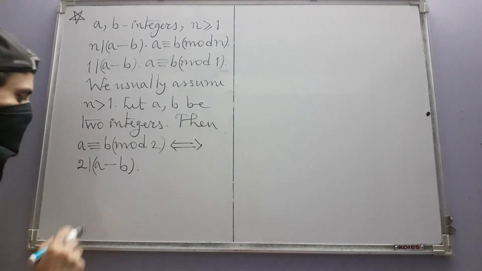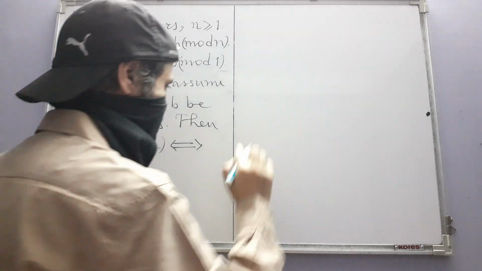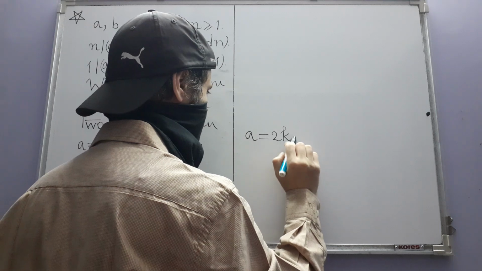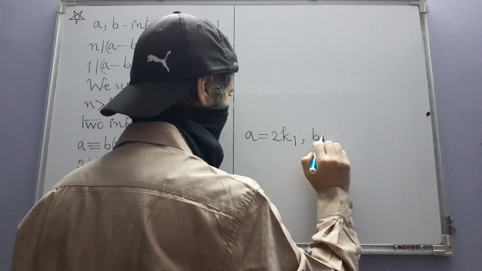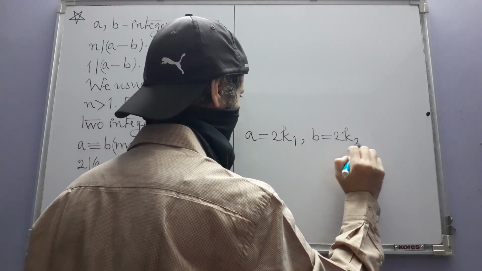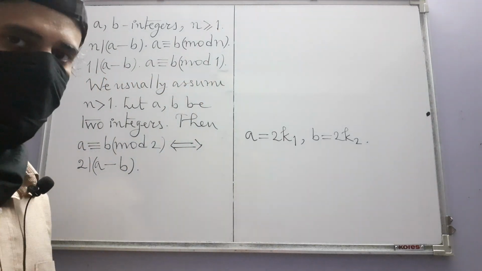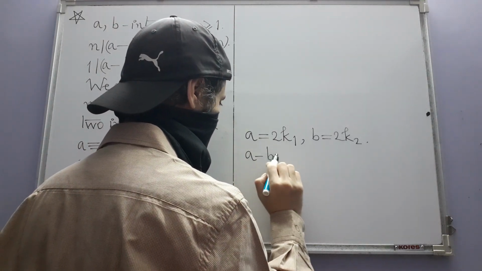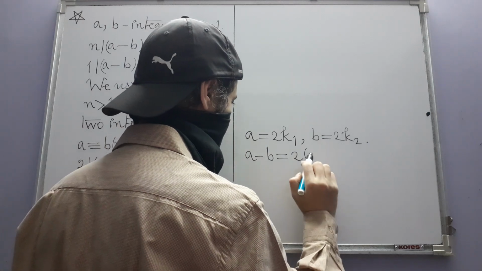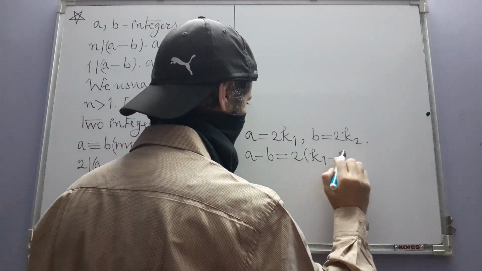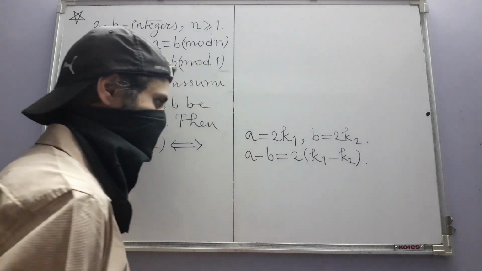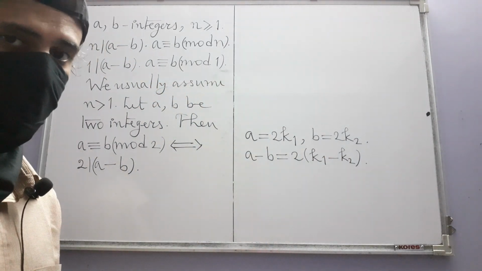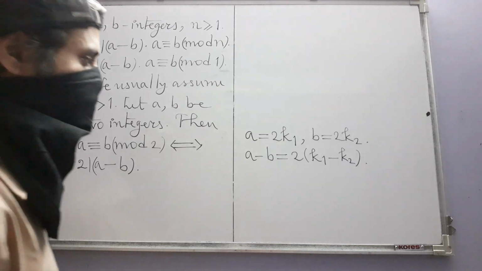Why is that so? Say both a and b are even. Then a is of the form 2k1 and b is of the form 2k2 for some integers k1 and k2. In that case, a minus b is 2 times k1 minus k2. Since k1 minus k2 is again an integer, a minus b is even. In other words, it's divisible by 2.